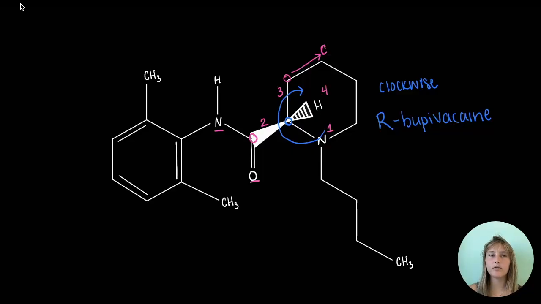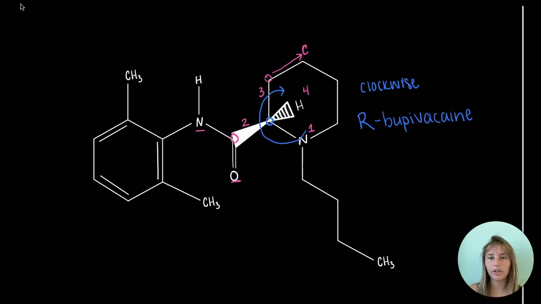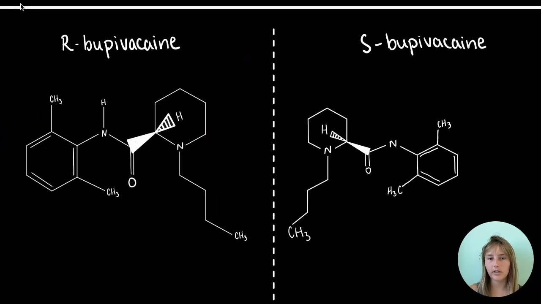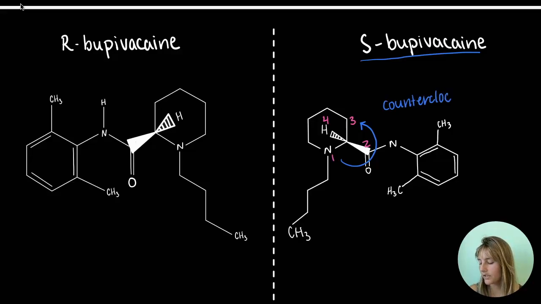This is one. Next, we want to find the S-bupivacaine, the other enantiomer. And we can do so by drawing a mirror line, or a line of symmetry, and mirroring this compound across the line. This gives us S-bupivacaine, and we can verify that by again drawing an arrow from priority 1 to priority 3. We can see that this arrow is counterclockwise, and that indicates that this is the S configuration.